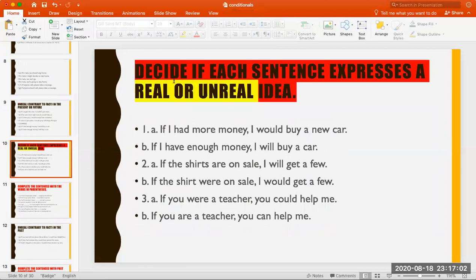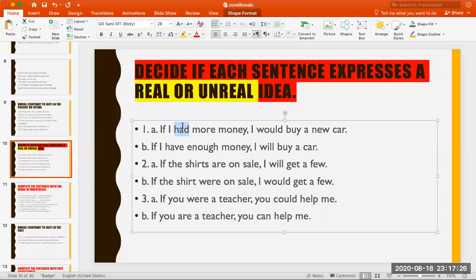This is an exercise. Again, pause the video and try to answer these questions. Decide if each sentence expresses a real or unreal. Just write real or unreal. This is not difficult. If it uses the past simple in the if clause, it's unreal. If it uses present simple, it is real. If I had more money, I would buy a new car. Because there is had, there is almost no possibility. If I have enough money, there is a possibility that I might have it.